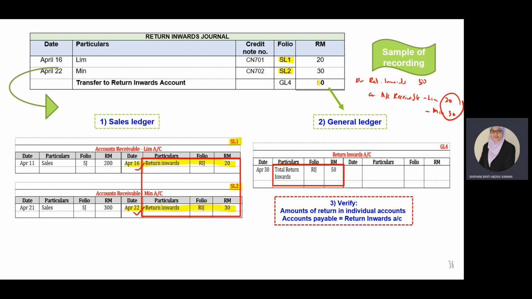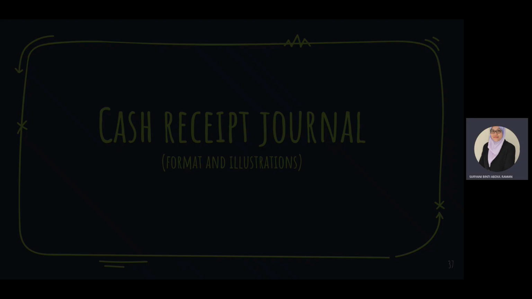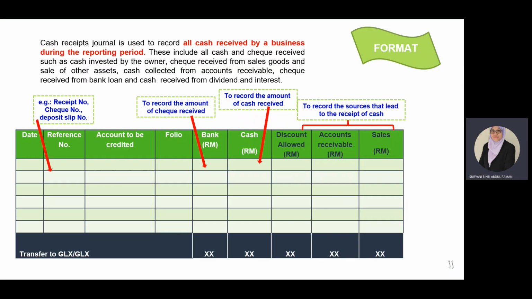And finally, the total 50 ringgit here is to be transferred to the return inwards account under the general ledger, and we use the code GL4. So GL4, at the end of the month, just record as total return inwards 50 ringgit. So please check, it must tie back the debit entry 50 and the credit entry in the accounts receivable by the same amount.